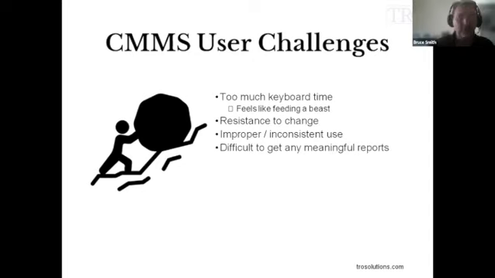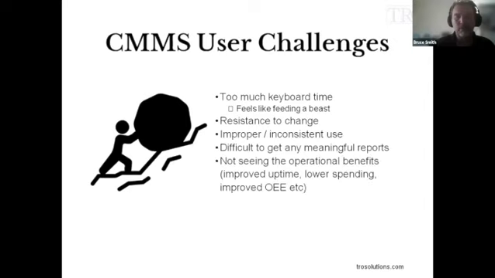And all of these things lead to difficulty in getting any meaningful information. The reason you have the software is to get information back out of it that's going to help you make decisions. So if you're not getting any meaningful reports out of your software, it's not helping you with your spending, it's not helping you with your OEE, you're not able to get anything out of it that's helping you make better decisions. So these are all some of the challenges that we consistently see across any industry. It's pretty much universal.